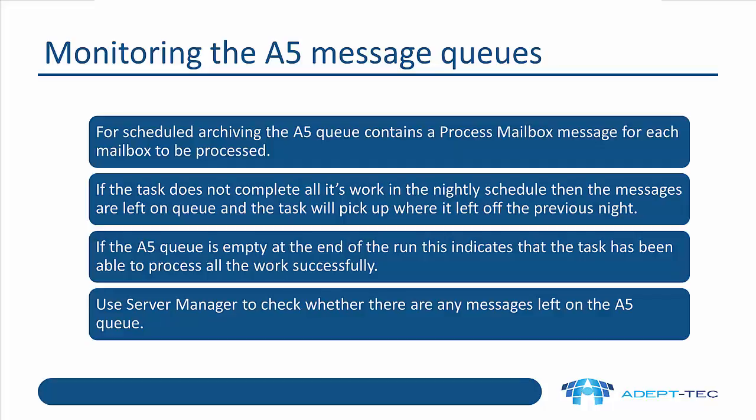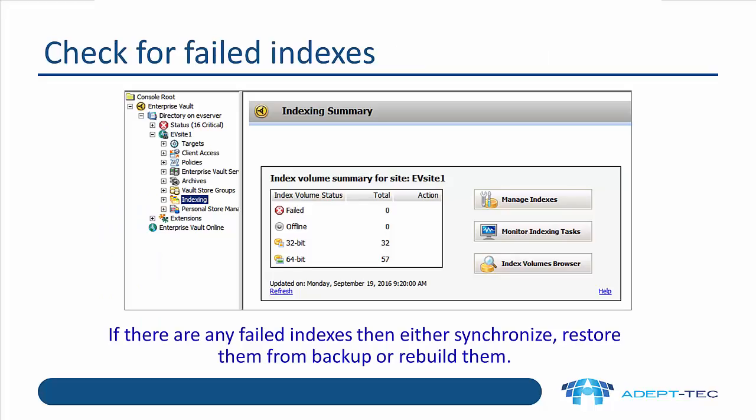You can also use the admin console to check for failed indexes. So if you click on the indexing node, on the right hand side you get this very useful indexing summary, and you can see at a glance whether you had any indexes that are failed. If there are any failed indexes, you should use the Manage Indexes tool to synchronize, restore them from backup, or rebuild them.